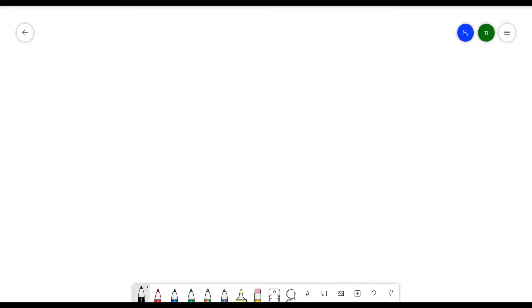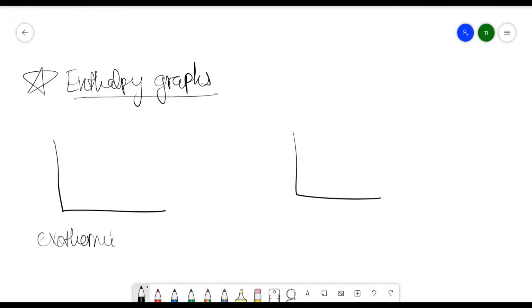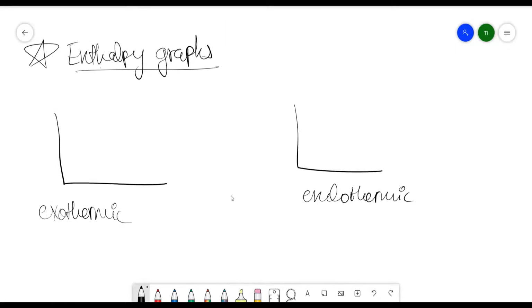So a lot of enthalpy changes, like the ones that you're familiar with, are things I won't dig too deep into. But one of those things is the enthalpy change graphs. Okay, and there's two graphs essentially. One is for exothermic reactions, and one is for endothermic reactions. And these graphs are important, so you have to be able to identify and draw them if required.